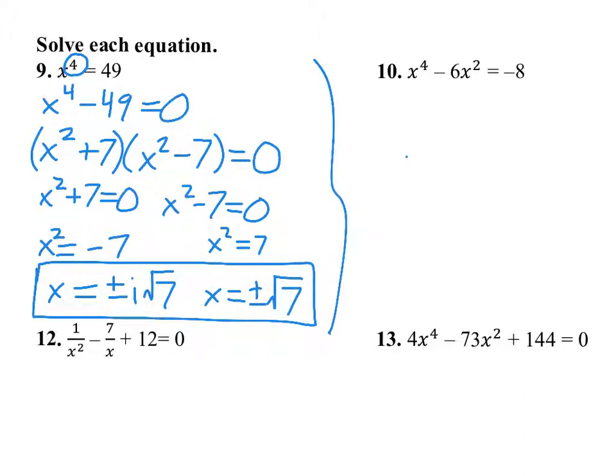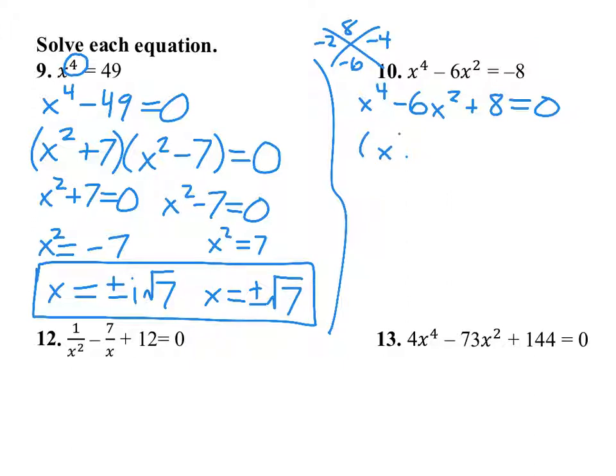Okay, so for number 10, we equal it to 0 again. We can use the x factor for this. The top would be 8, the bottom would be -6, so the numbers would be -2 and -4. The only difference is this is not quadratic, so we put x squared minus 2. The other one is x squared minus 4.